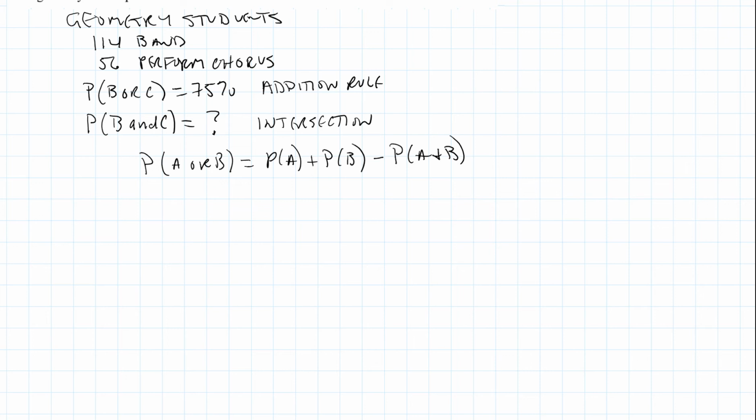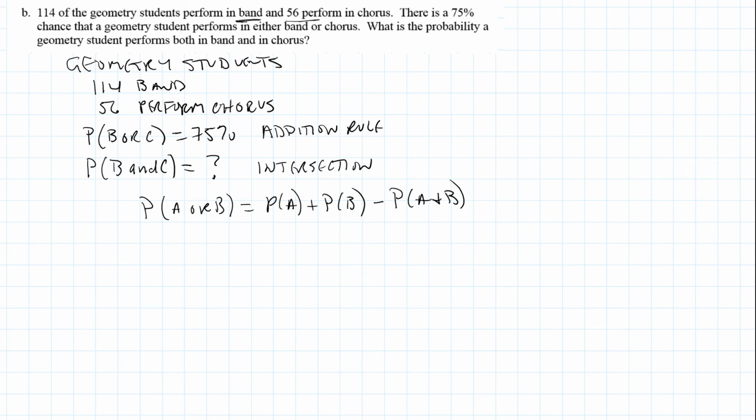Alright, so then we just kind of plug in what we know, right? So we have the probability of band or chorus equals the probability of band plus the probability of chorus minus the probability of band and chorus. Now we just have to plug in what we know, right? So band or chorus, they gave us that. That's 75%, 0.75.